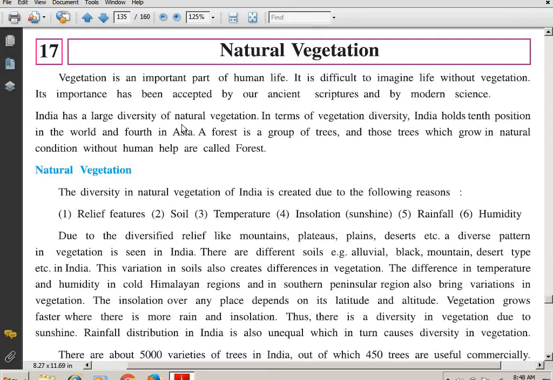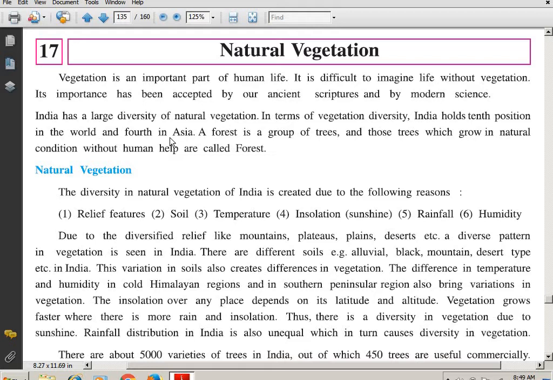India has a large diversity of natural vegetation. In terms of vegetation diversity, India holds 10th position in the world and 4th in Asia. So students, when we are talking about vegetation, it's not only the vegetables that we have in food, but also the different trees, the forests and so on, that we are going to study. So India ranks 10th in the world and 4th in Asia.